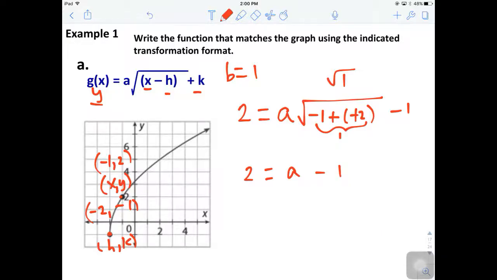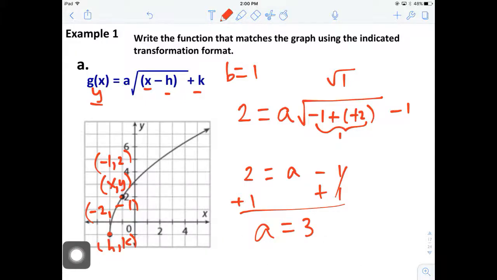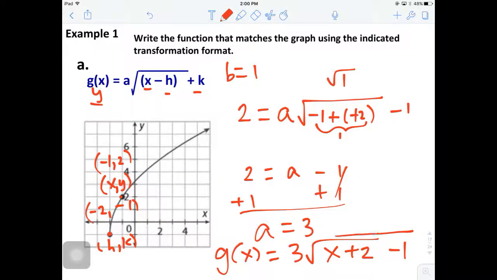Finally, this is a simple equation, which is going to add 1 to help us find that a is equal to 3. So now that we found a equals 3, we're ready to rewrite the equation: g of x equals 3 times the square root of x plus 2, and then -1 in the back. So this is the general equation that created this graph.